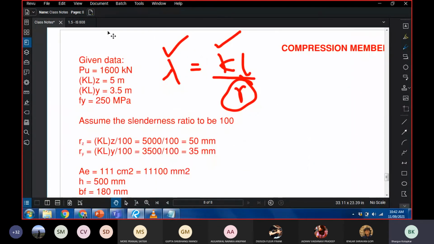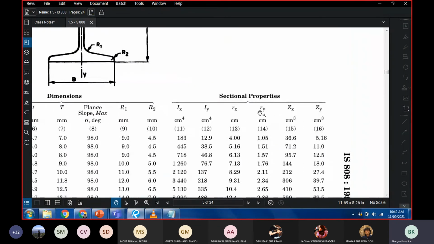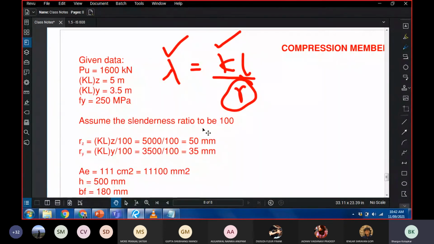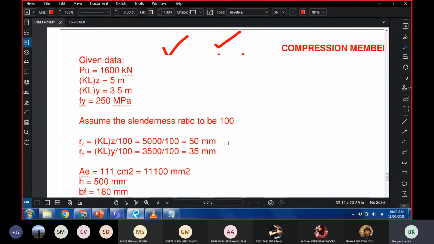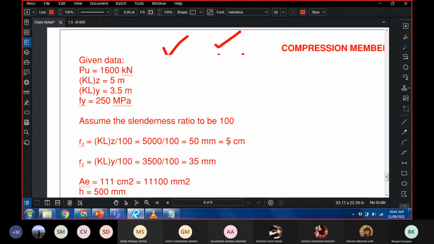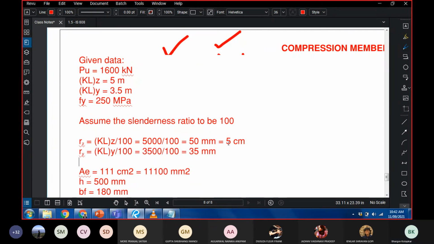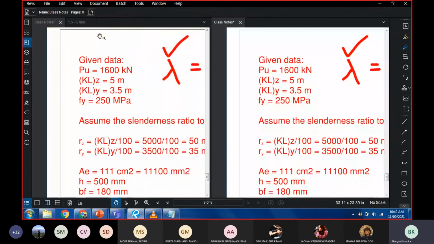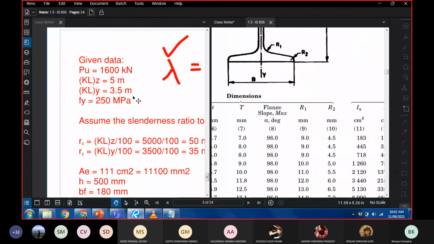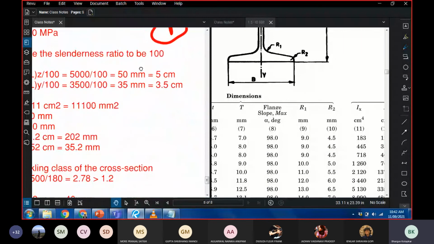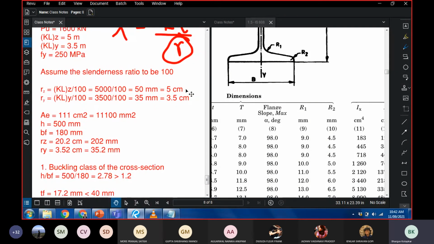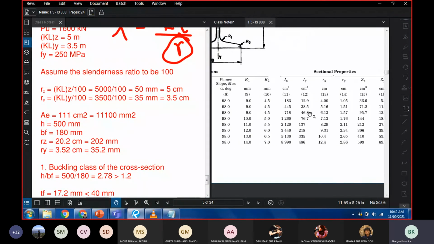Now these values are given in centimeters. So just for making sure that we don't mess up the units, this is 5 centimeter, and this is equal to 3.5 centimeter. Okay, so I'll just open them side by side. So we are looking for a section that has an Rz value of greater than 5, Ry value of greater than 3.